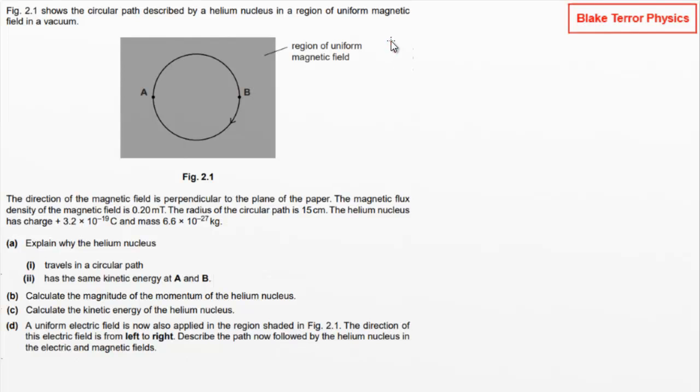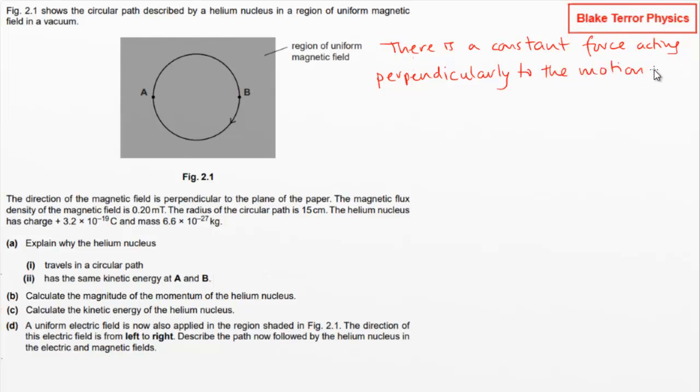There's a few things we need. We want a constant force, because if it wasn't a constant force, it wouldn't be a circle. It would be spiraling inwards or outwards. So we want a constant force, and then we want to say that it is acting perpendicularly to the motion of the helium nucleus.